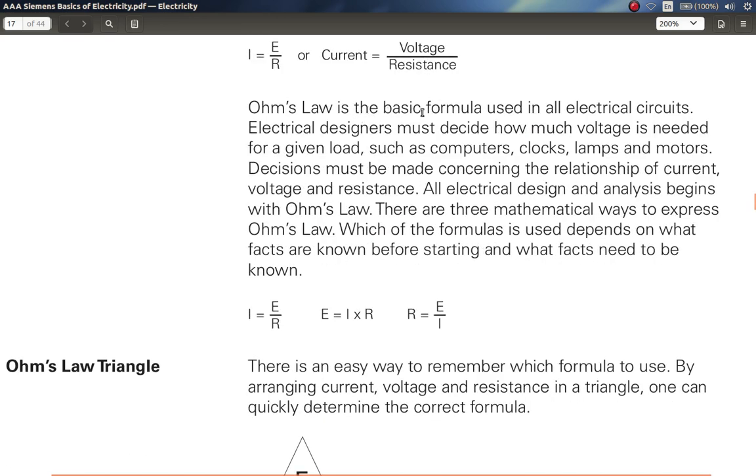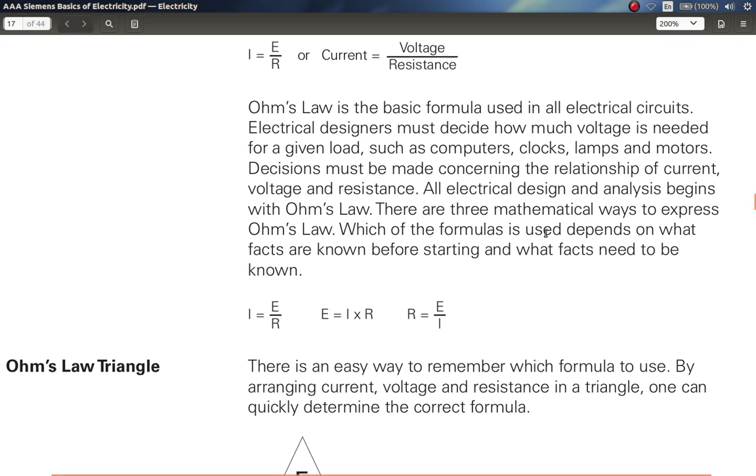Ohm's law is the basic formula used for all electrical circuits. Electrical designers must decide how much voltage is needed for a given load, such as computers, clocks, lamps, and motors. Decisions must be made concerning the relationship of current, voltage, and resistance. All electrical design and analysis begins with Ohm's law. There are three mathematical ways to express Ohm's law.